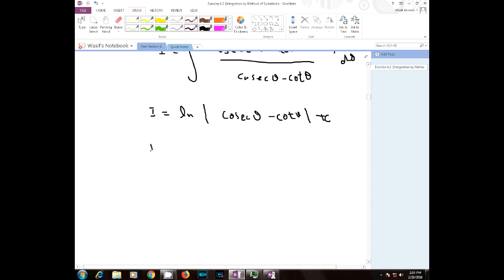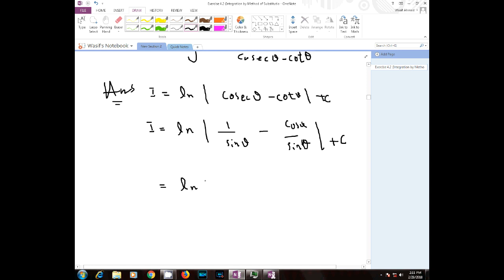This will also be solved in a similar manner. This is the answer. This is enough for you, but since I have to match it with the book answer, therefore I will simplify it further. This is equal to 1 divided by sine theta minus cos theta divided by sine theta plus constant of integration.